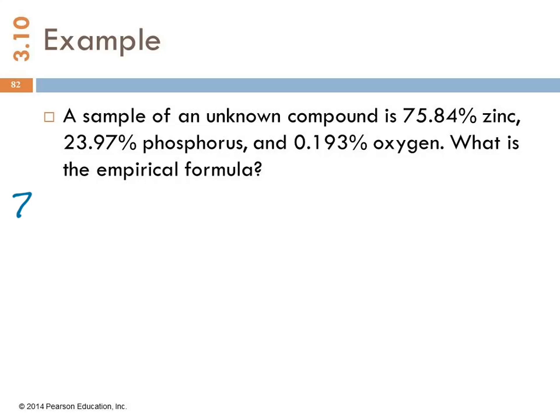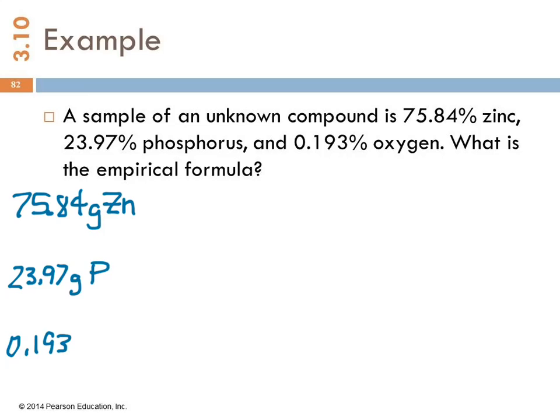So 75.84 grams. Write the element symbols in here. So we have that many grams of zinc, and we have 97 grams of phosphorus, and we have 0.193 grams of oxygen. Masses of elements, that's where we start. We're going to convert those to moles. So we're going to multiply by the molar mass.